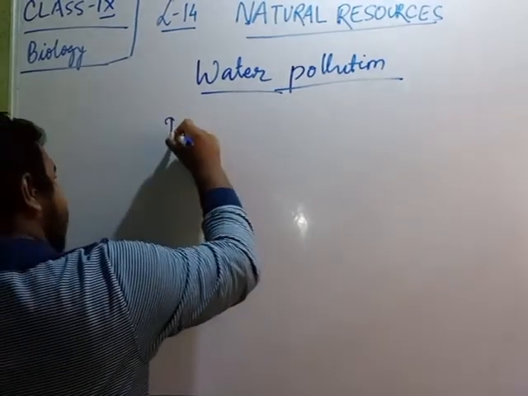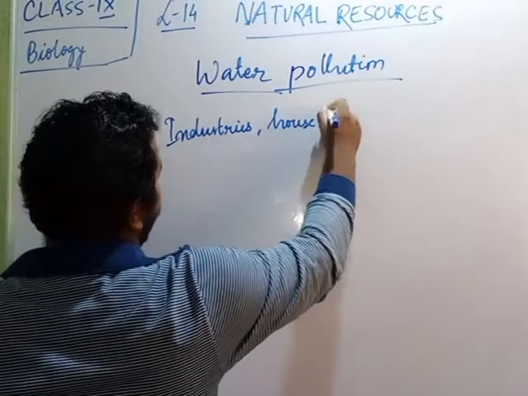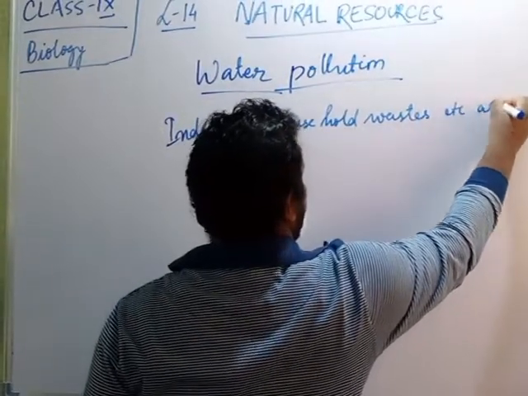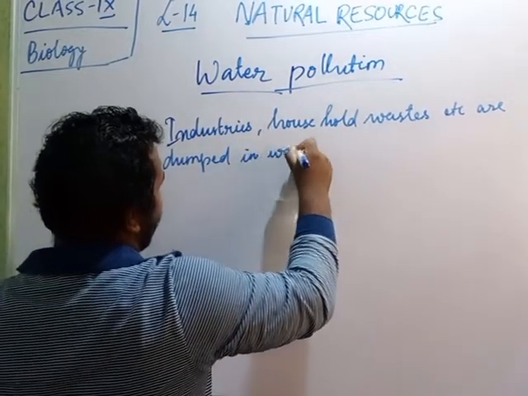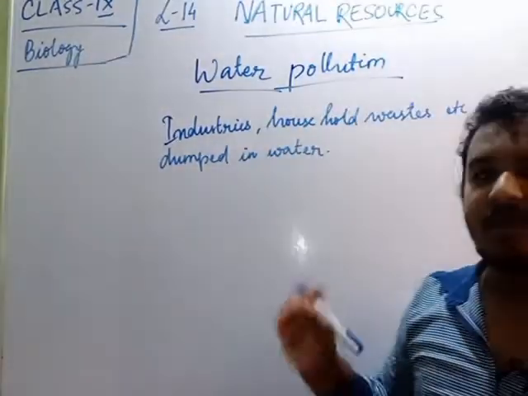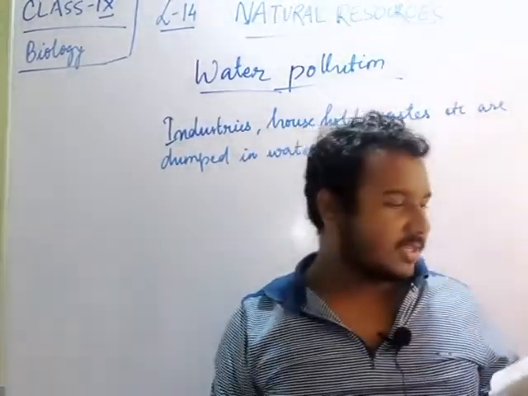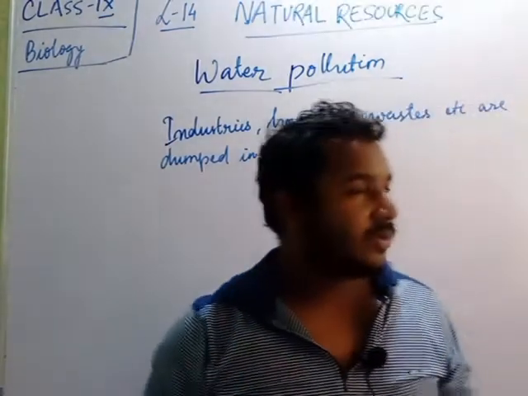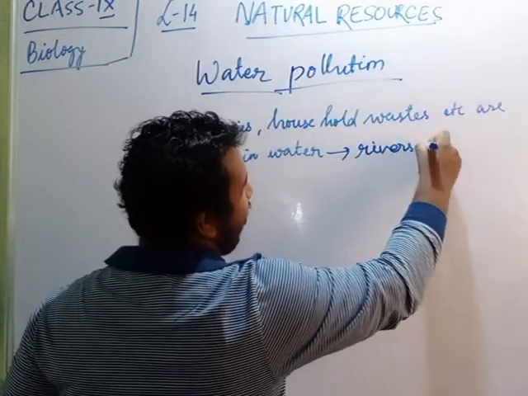Industries, household waste, etc. are dumped in water. It means industrial and household waste and many other wastes are dumped in water. As a result, the water is becoming dirty and unusable for other things. So where is it deposited? Either in rivers or lakes.